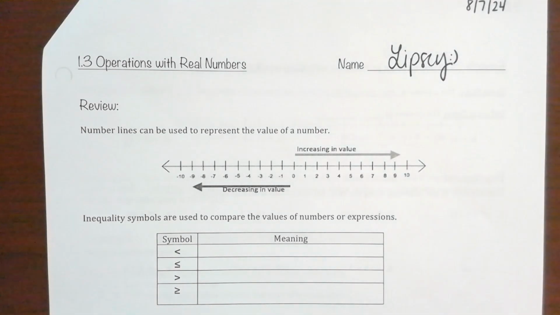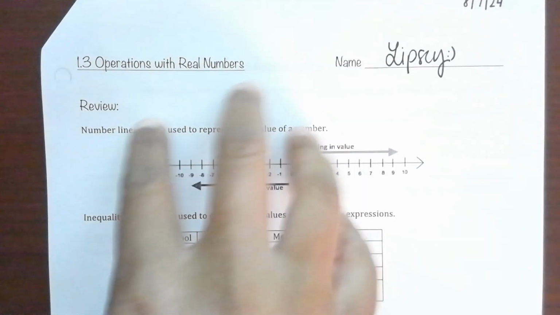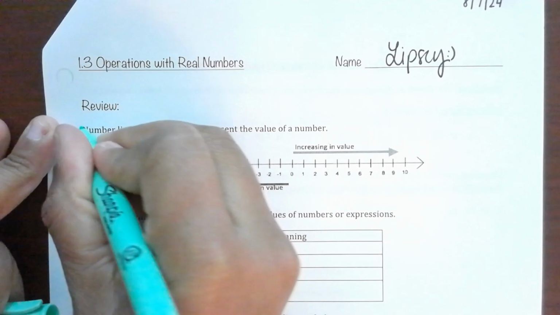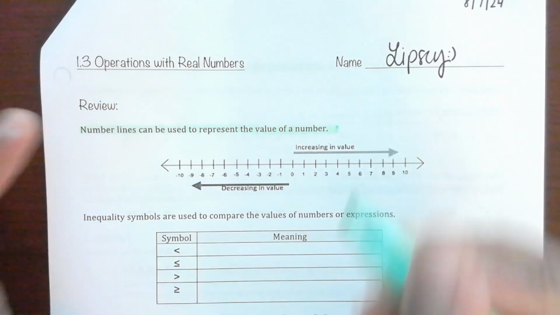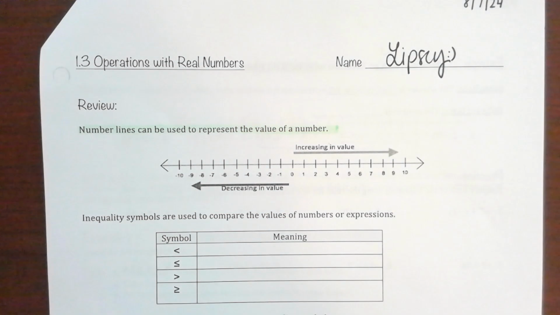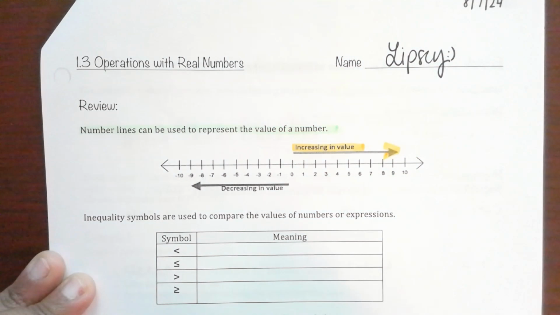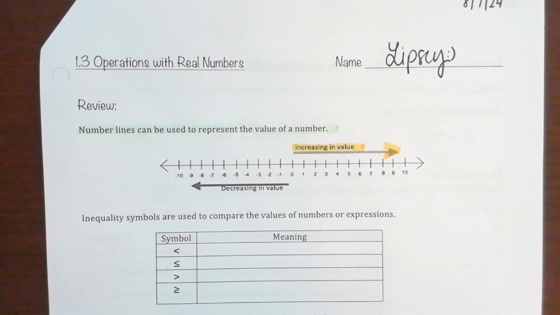So, this is going to review our understanding of number lines. Number lines represent the value of a number. That's important to know. That's important to mark. Number lines represent the value of a number, whether it's greater than or less than something. So, if it's going in the right direction, it's increasing in value, meaning it's approaching positive infinity.